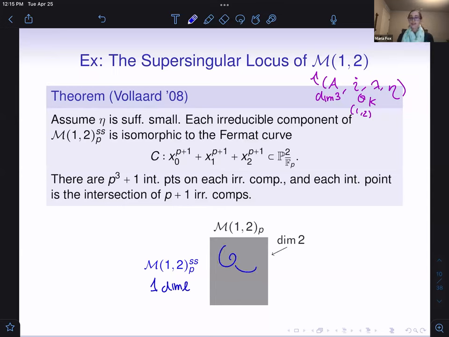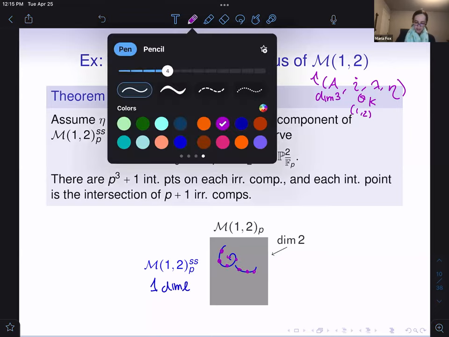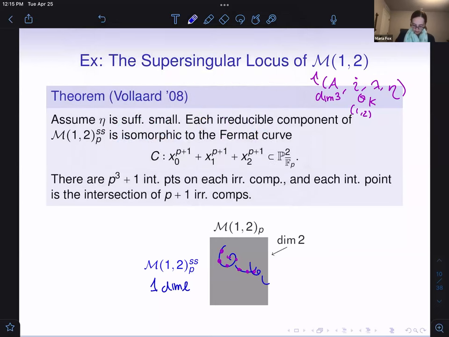So something like this. And then they intersect in some combinatorial way. Each Fermat curve has p cubed plus one special points on it. And through each of these special points pass p plus one other Fermat curves, p plus one total Fermat curves. So they intersect in some nice combinatorial way, like this. So that's our first example.